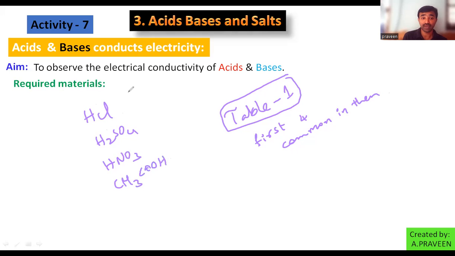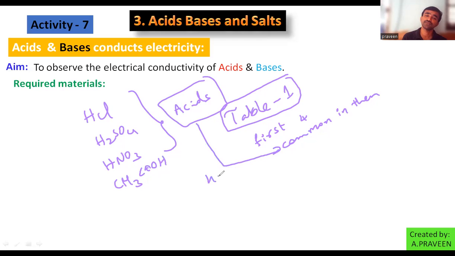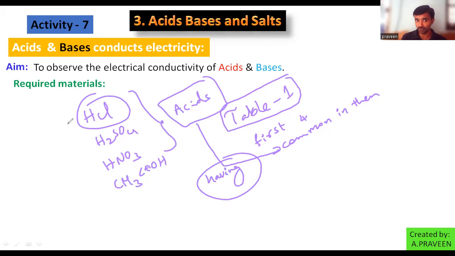Acidic in nature. All these are acids. What do they have in common? Hydrogen. Very good. Having hydrogen commonly in them. Not oxygen, because HCl does not contain oxygen, but hydrogen is present in all of them. So maximum compounds which are acidic in nature contain hydrogen.